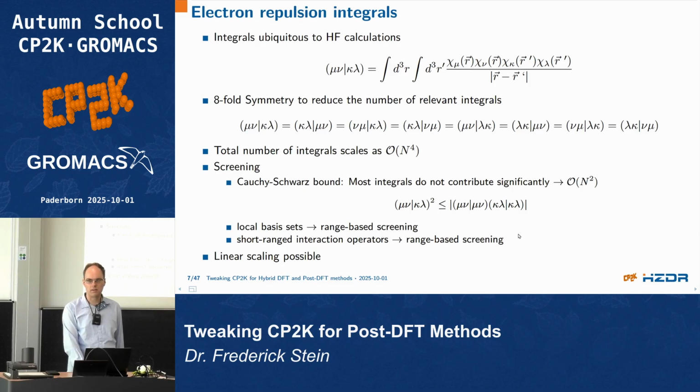In addition, if we have Gaussians, we have a local basis set, meaning that these functions decay pretty fast, and that means we can also apply range-based screening just from our basis functions. And finally, if we do not consider the Coulomb potential, but, I don't know, some short-range version of it, then there's also additional range-based screening possible, and that's how we can arrive at a linear scaling, which is also relevant for larger systems.